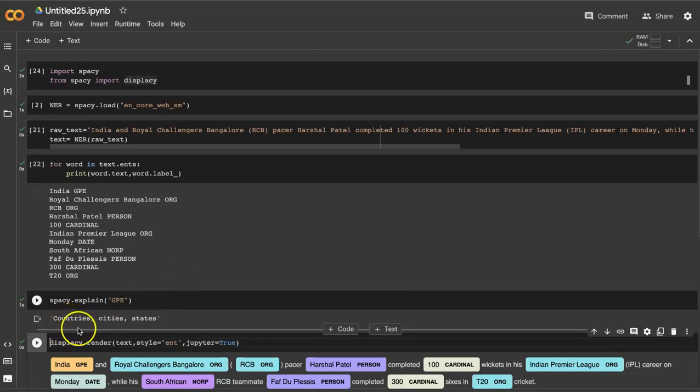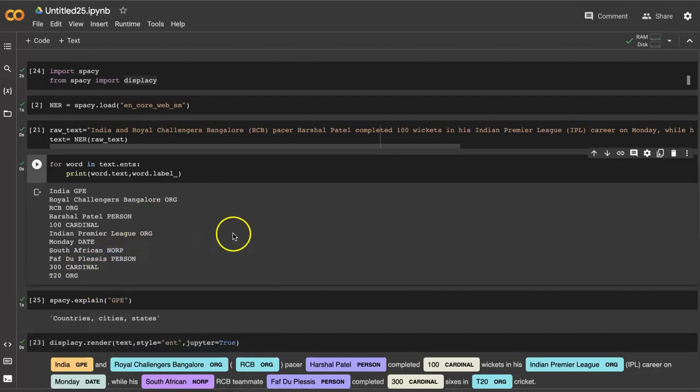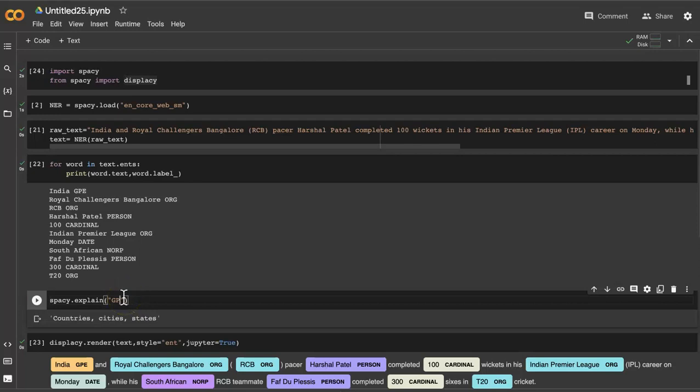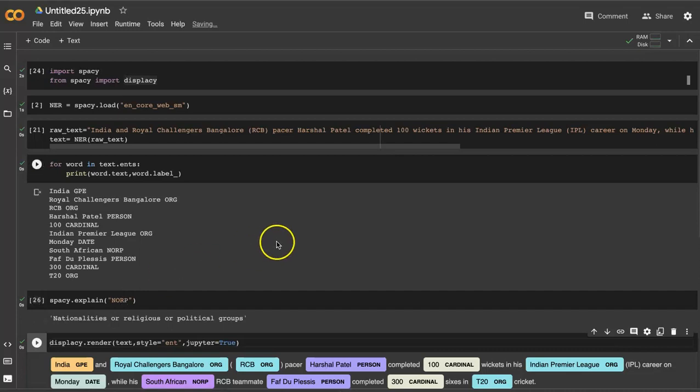Yeah, it will showcase countries, cities and states. Okay, so in such a way you can check it. Similarly, you can find what is not. So these are good practices. You can just take some examples and check what the different things are and how things work. So you can see, what is this not?